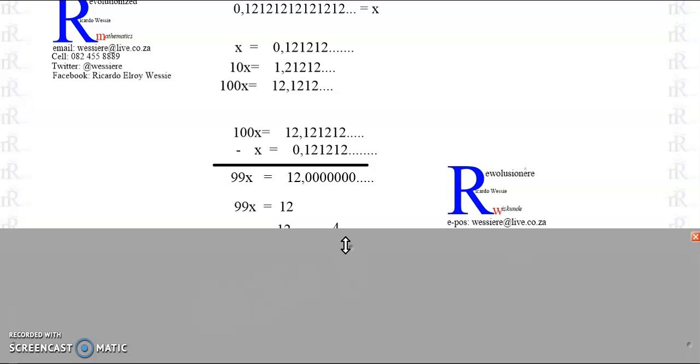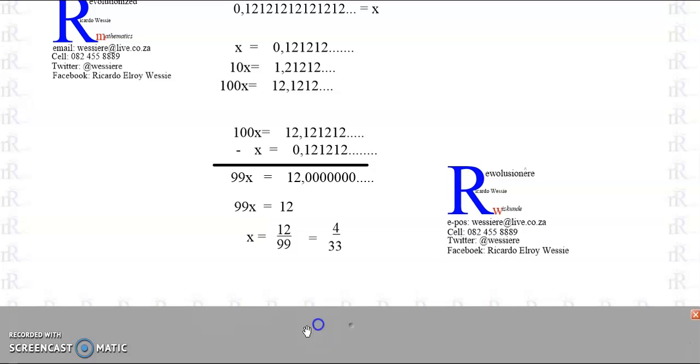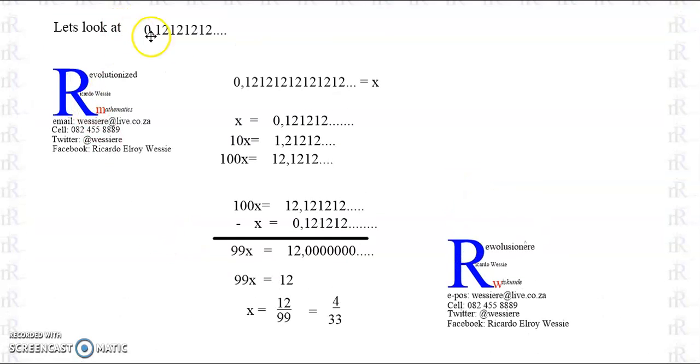But that is 99x. We just want the value of x, the fraction we're looking for. So we divide on the left-hand side by 99. And we divide on the right-hand side by 99. Then we have 12 over 99. And if we simplify that, we have 4 over 33 in simplest form. So 0,121212 is 4 over 33 in simplest form.